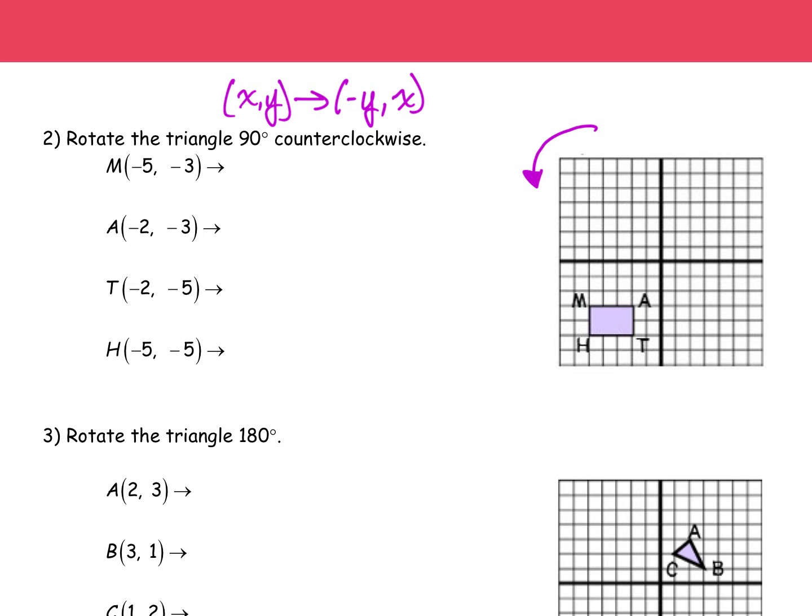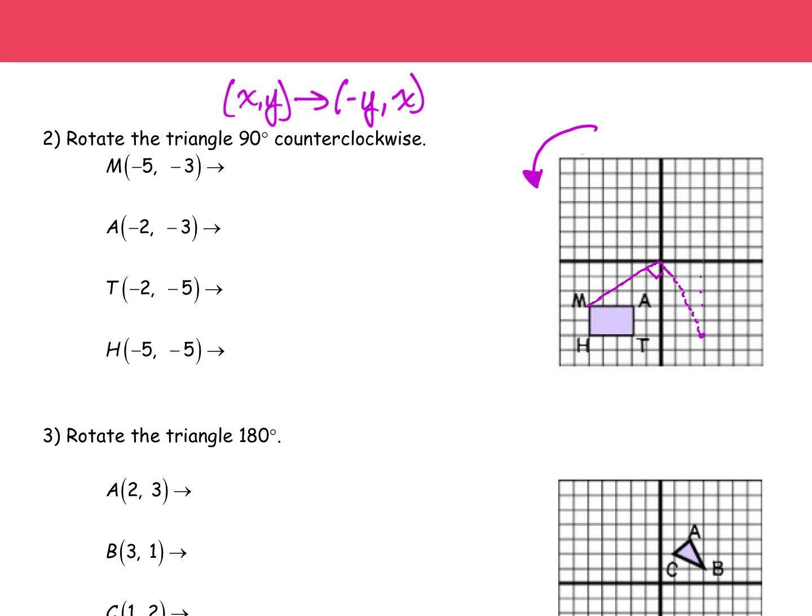Or you can look at it this way. There's my M to M prime, and I want to rotate it this way, so it has to go 90 degrees. So how do I get there? I go back 5 and down 3. So to make it a 90-degree angle, I'm going to go over 3 and down 5. And if I draw my line in here, which imagine that's straight, that forms a 90-degree angle.